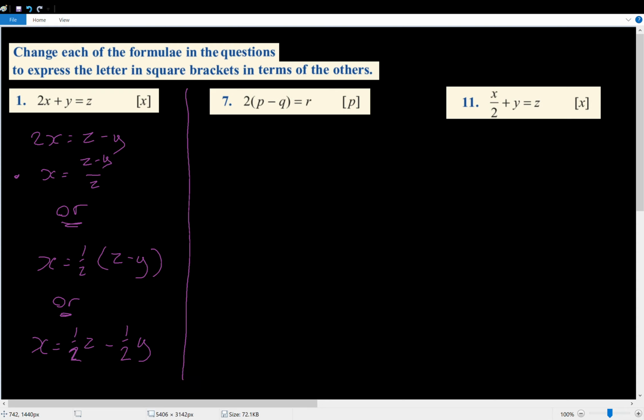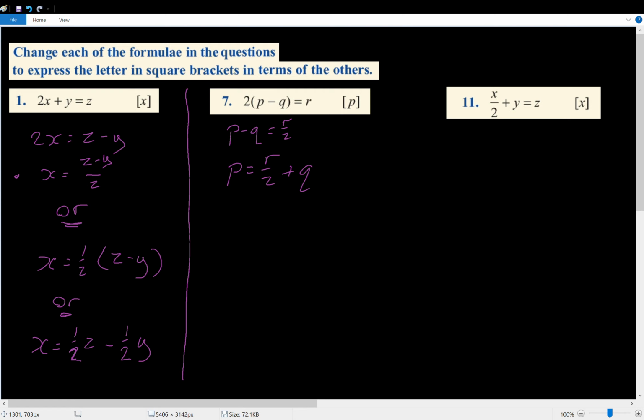Let's look at question 7. In question 7, we're looking to get p by itself. And there's two different ways we can go about approaching this. We can get rid of our multiply by 2 to start with, in which case we bring our multiply by 2 across, and we end up with p minus q is equal to r over 2. Because a multiply by 2 moved across becomes a divide by 2. And then we just have to move the q over, so we end up with p is equal to r over 2 plus q. And that is a perfectly satisfactory answer.